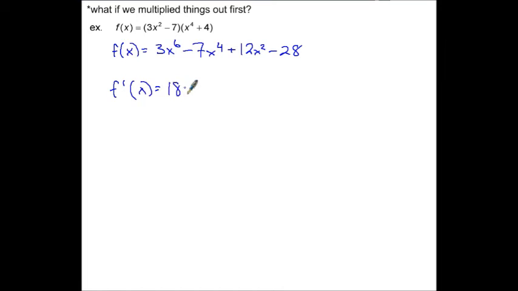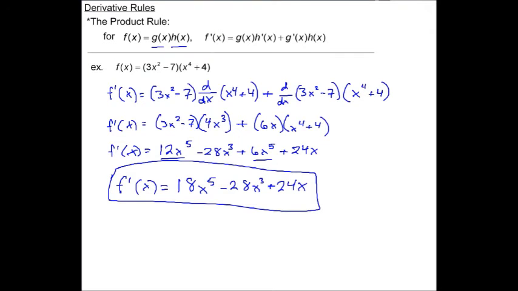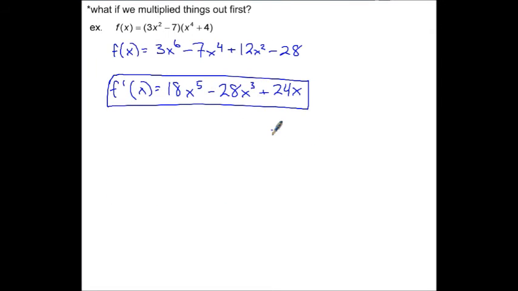I got 18x to the 5th minus 28x to the 3rd, and then a positive 24x. That sounds fairly familiar. And a brief check. Hey, there it is. Yep, sure it is. Okay, we got the same exact thing. So basically the moral of the story there is, yes, if you can multiply things out and it creates a nicer situation, please go ahead and do that.